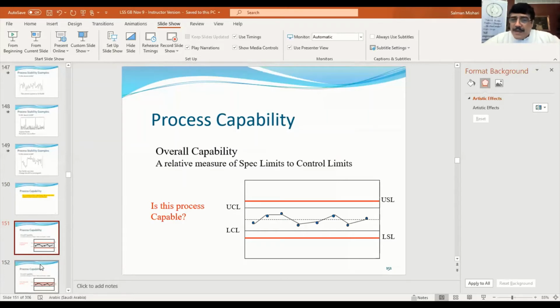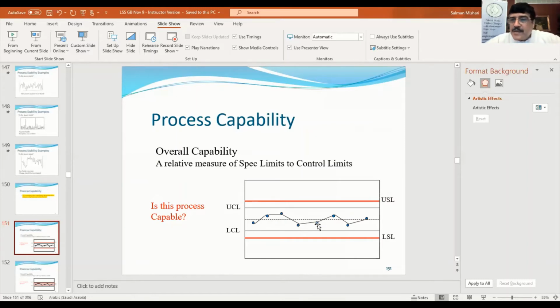So overall capability is a relative measure of a spec limit to control limit. Now let's look at this. Let's say that our red lines are our specification limits. Let's say that our customer doesn't want anything more than this value, which is the upper specification limit, and he doesn't want anything to be lower than this value, which is the lower specification limit. And let's say that this is our process here.